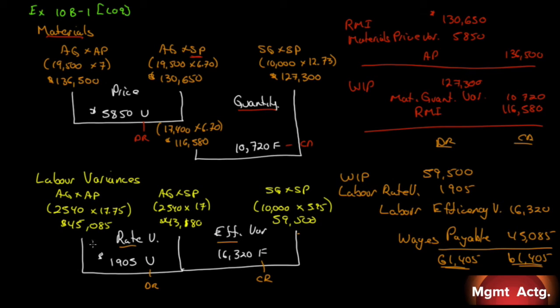We've taken care of each of our actual, our standard, and our total variance in this problem. Now we can say, look, we have a total variance, $16,320 favorable, $1,905 unfavorable, so we could just take the difference. But when we're doing journal entries, each cell becomes a journal entry. That's 10B1, and that's journal entries. There we go.